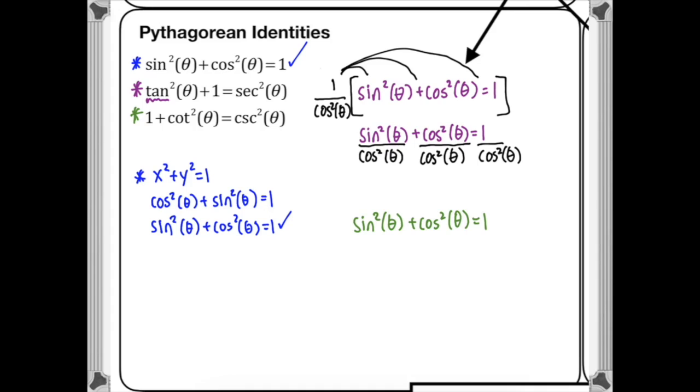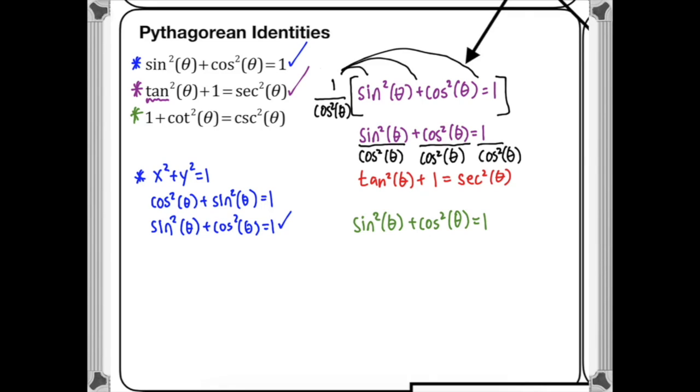Putting all the pieces together, we get sine over cosine, which gives us tangent theta, and then we have cosine squared divided by cosine squared, which gives us 1. And 1 over cosine is the reciprocal value, which gives us secant squared theta. And there we go. We have proved the second one.